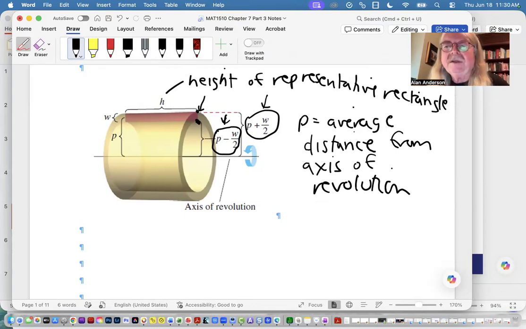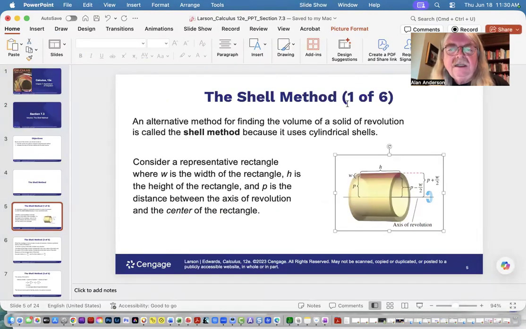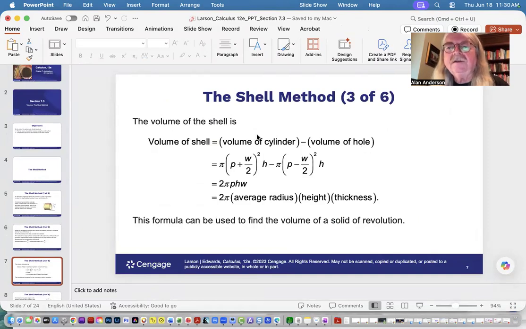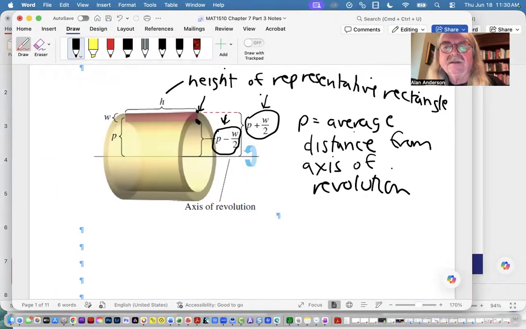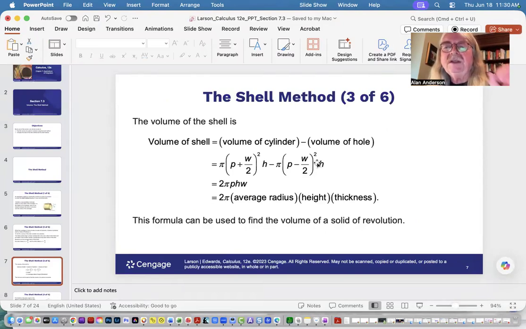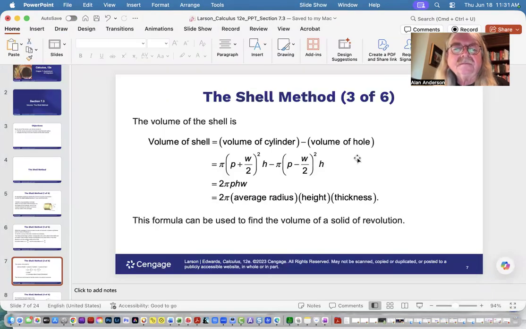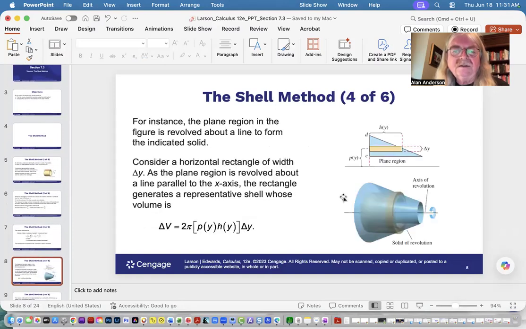All right. So how do we get the volume? The formula is coming up next. Here we go. So they're letting you see that they're thinking of the volume of the cylinder on the left, where P plus W/2 is the outer distance to the axis. And then here's the volume of the hole, where P minus W/2 is the inner distance just to this top region here, the interior part. And so what they're going to do is consolidate these into this expression where we end up with 2 pi times average radius, height, and thickness, or in other words, using the notation we started to use in the earlier sections, delta V is 2 pi P h(y) delta y.